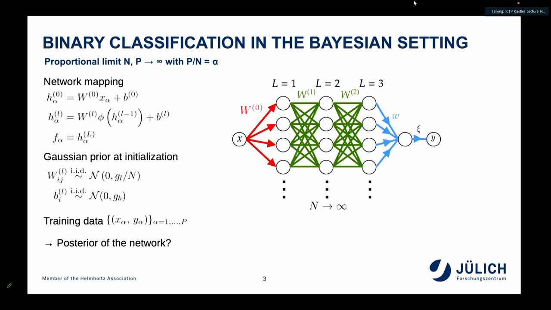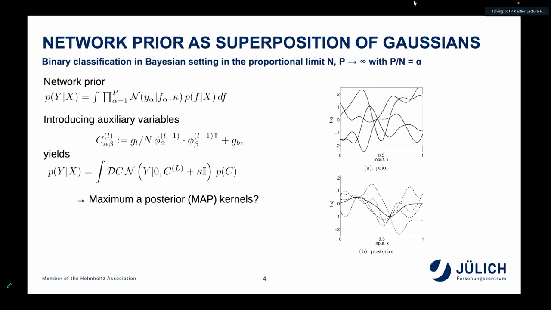Another quantity we're interested in is the posterior. We start by computing the network prior, and here in addition we assume Gaussian regularization noise on the output. Then when computing the average over the network parameters, what appears as a natural order parameter is what we call auxiliary variables. You can see this as a generalized form of a kernel, and this describes the covariance of the signal distribution per layer.